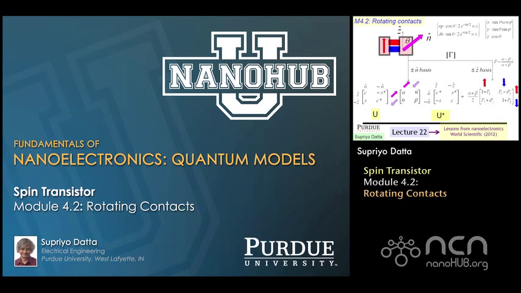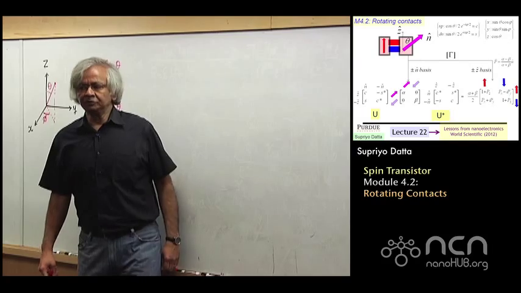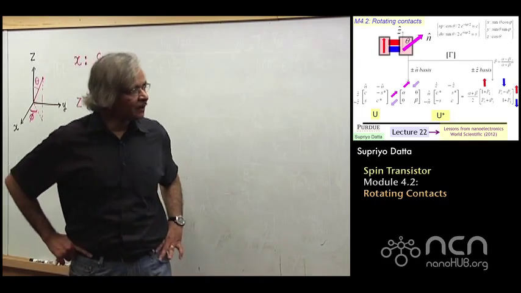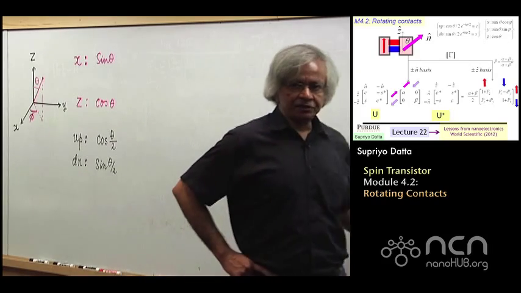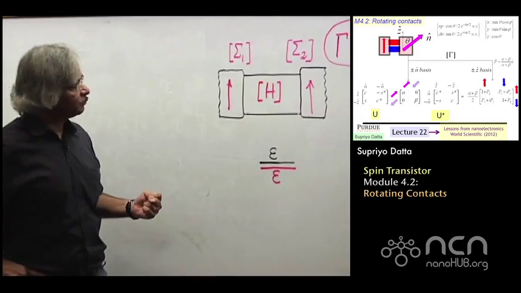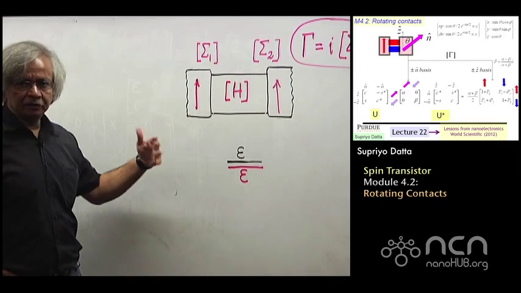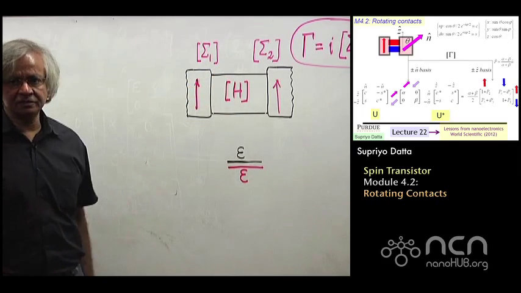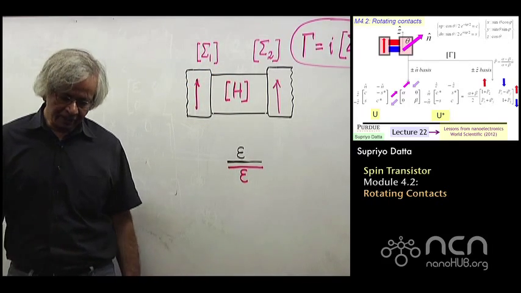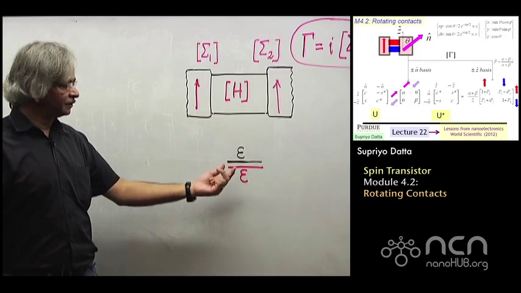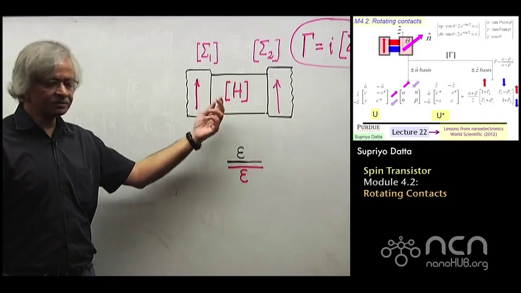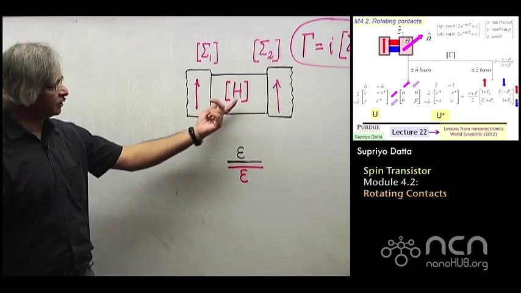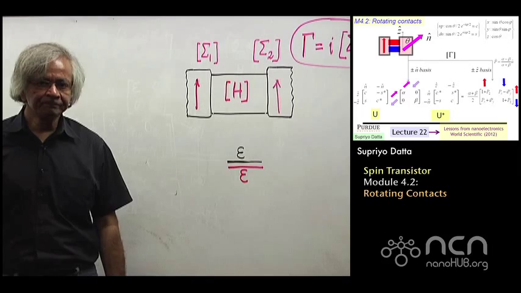nanoHUB-U, online instruction. So welcome to the second module for this week, that's 4.2. And as you remember from module 1, what we were trying to discuss is how you go about writing these matrices when you include the spin. And we took this simple example where this is just a one-level device, one level but with two spins, so it's like two levels really. And we saw that the H would be a 2x2 matrix.